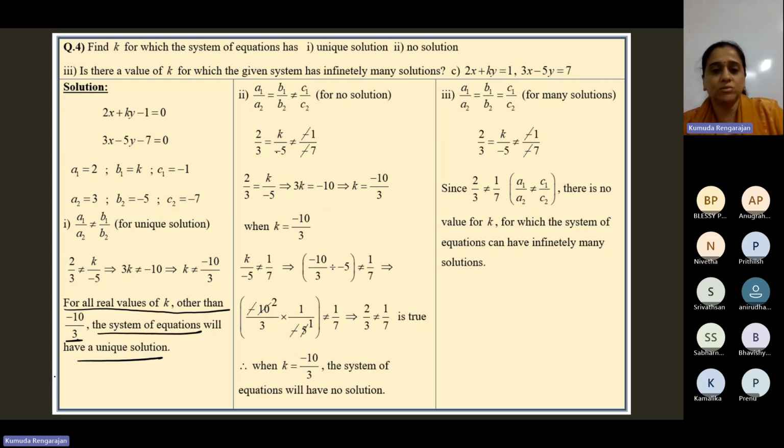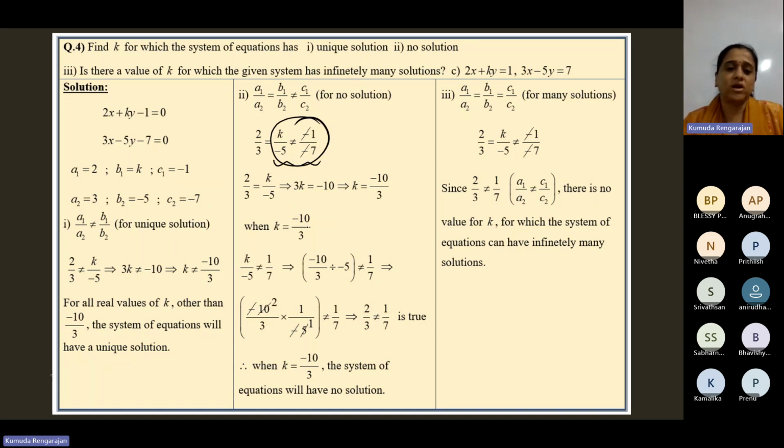For no solution, you must work this out and find the value of k. K is minus 10 by 3. And you must check that with this part of the inequality. Here, this part. So when k is equal to minus 10 by 3, substitute here. K is minus 10 by 3.